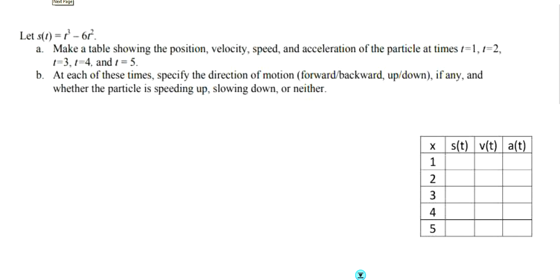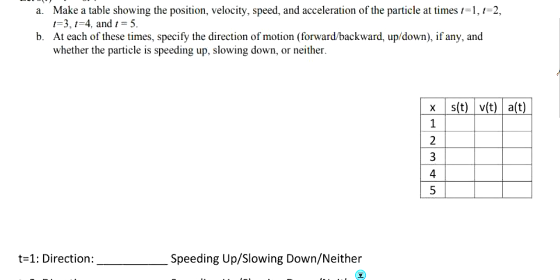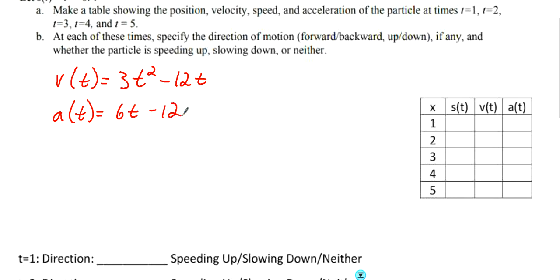It says make a table showing the position, velocity, speed, and acceleration of the particle at t equals 1, t equals 2, t equals 3, t equals 4, t equals 5. Okay, so let's start there. Before we can even make our chart, we need to know our equations. We already have position, so we need velocity, which is the derivative of position, 3t squared minus 12t, and our acceleration equation, which is 6t minus 12.